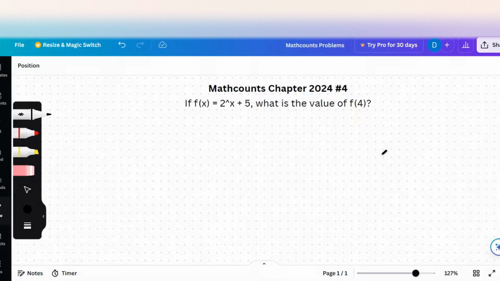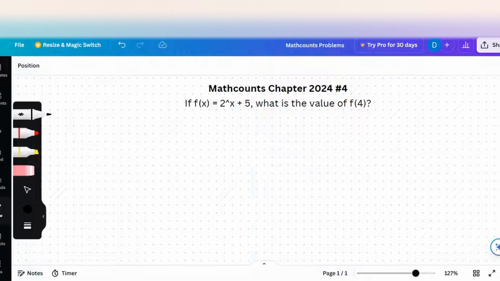Moving on to problem 4. The problem reads, if f of x is equal to 2 to the power of x plus 5, what is the value of f of 4? So I want you to pause the video and try to do the problem yourself before we go over the solution. You've done it? That's great. Now we'll go over the solution.